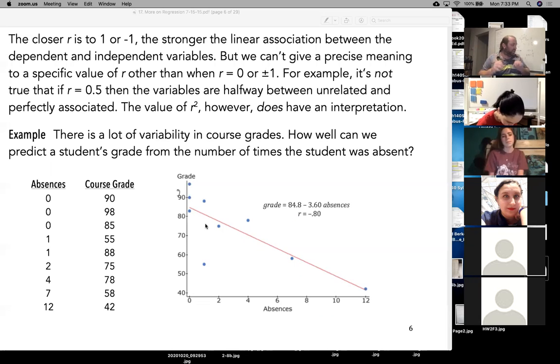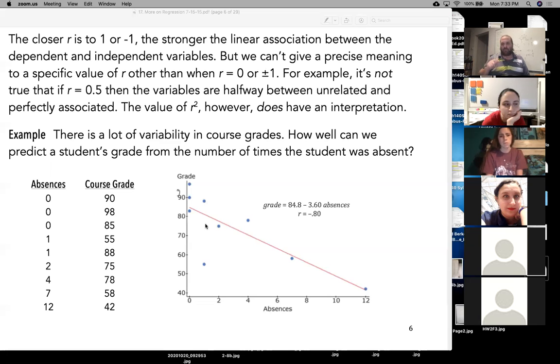The question is, what percent of the reason why the Y values are not all the same is due to the absences in our case, to the X values? How much is due to the changing X values and how much is due to things that we're not considering? Y values are different for two reasons. How much is due to the first reason and how much is due to the second? The answer is R squared.